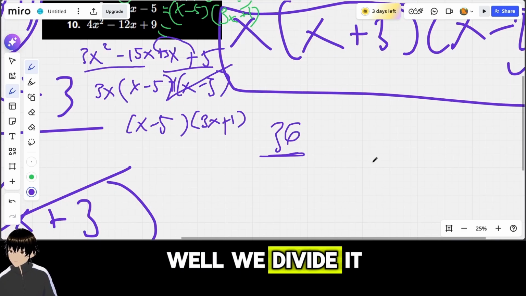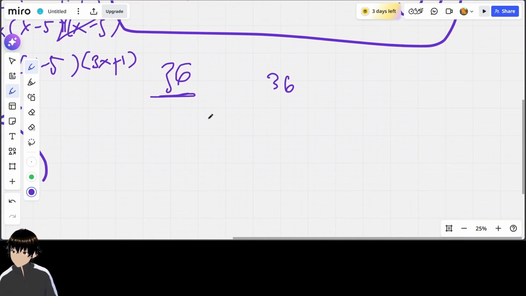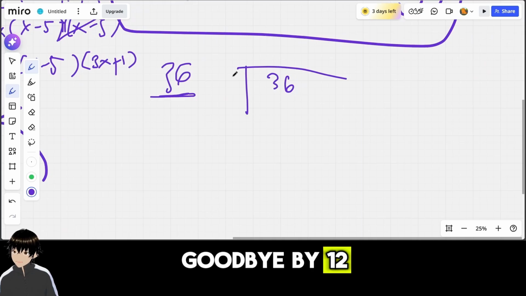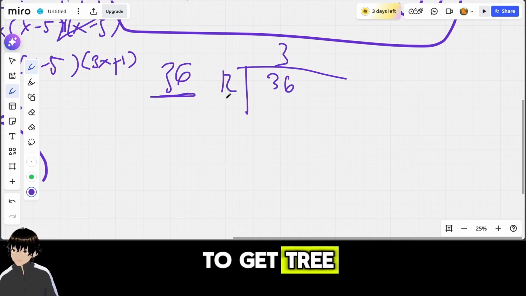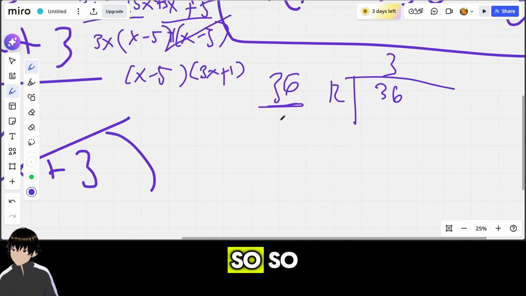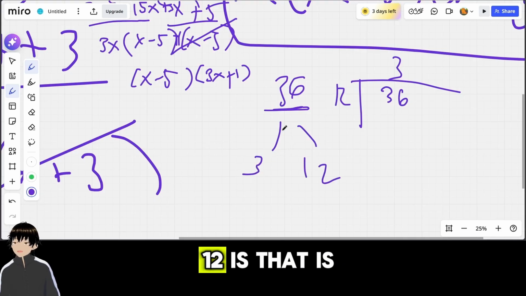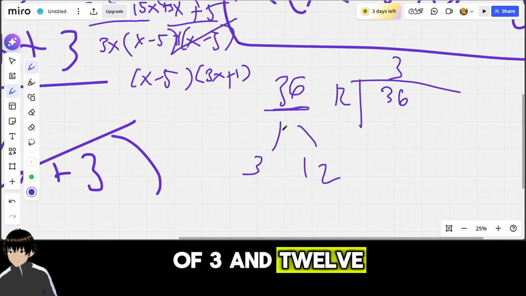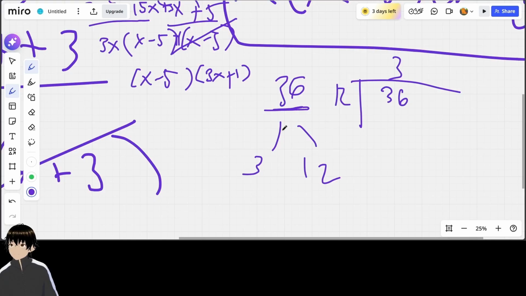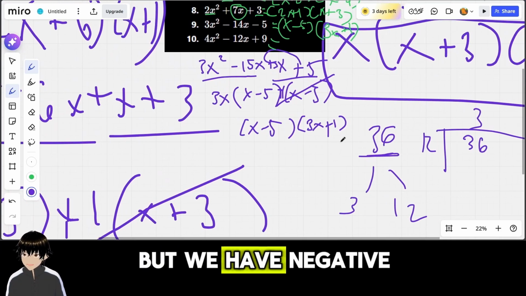Well, if we divide it by 12, okay? If we divide it by 12, so we're just going to get 3. So this is a multiple of 3 and 12. Is that it? So it's a multiple of 3 and 12. But we have negative 12 here.